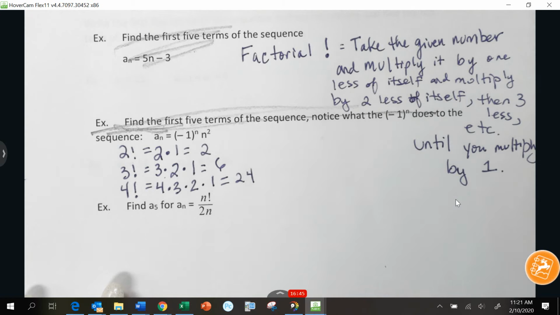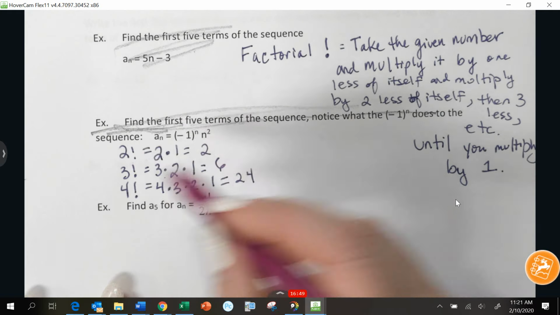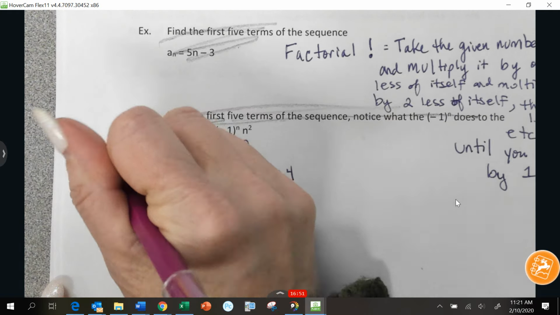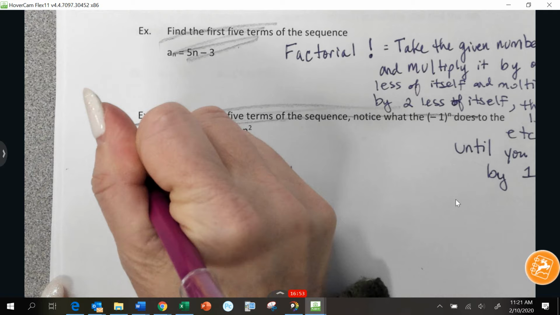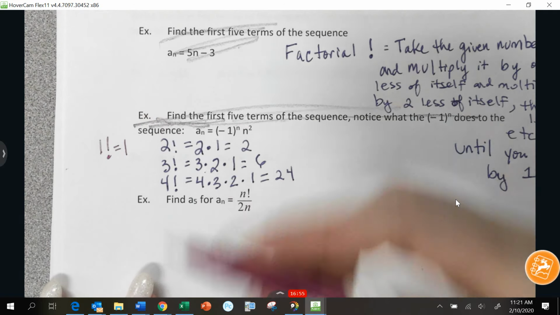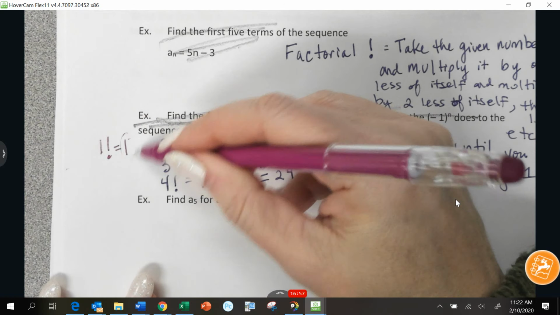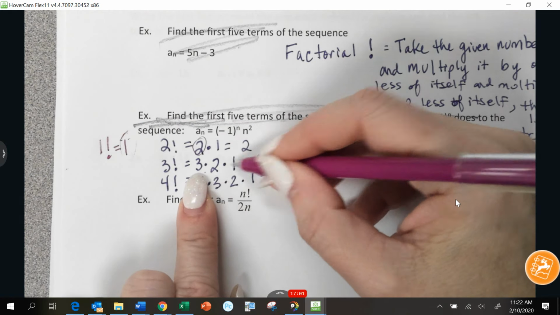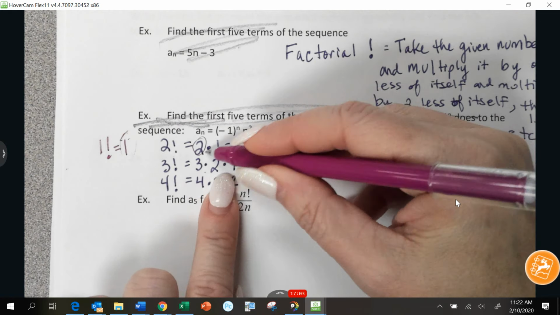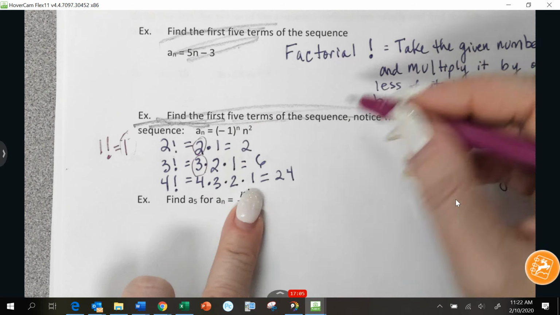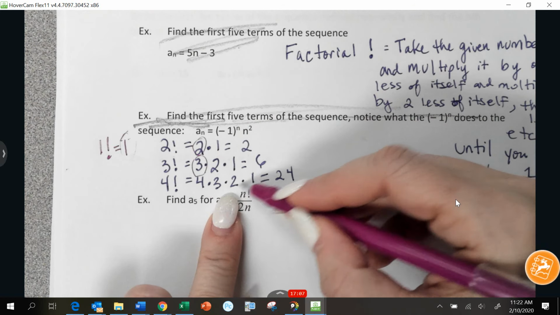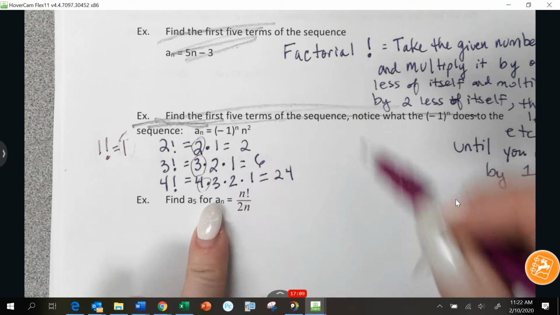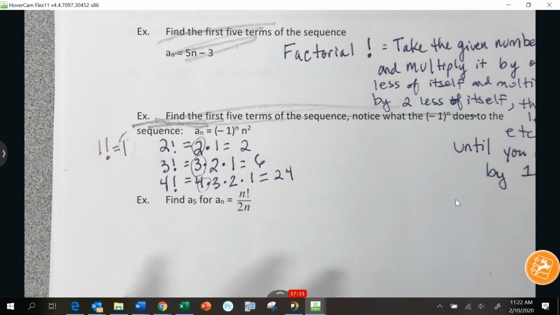So what I'm doing each time, I didn't write 1 factorial down. I should write 1 factorial. 1 factorial is 1. So to go from 1 to 2 factorial, we multiply by 2. Then when I go to 3 factorial, we take the 2 factorial and we multiply by 3. Then we take the 3 factorial and we multiply by 4. So you're multiplying by 1 higher each time.